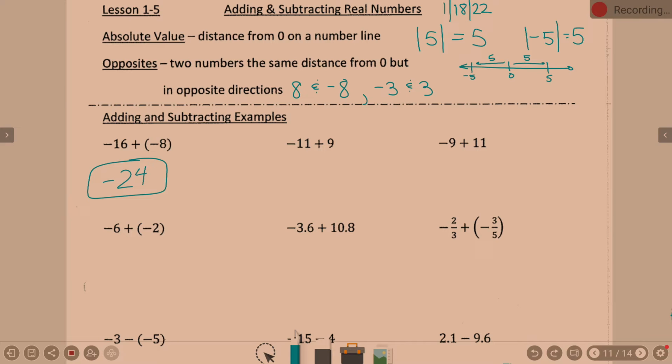So when I am adding and I have opposite signs, I don't actually add, do I? If I'm doing negative 11 plus 9, I'm not actually going to add. I'm going to subtract. What is 11 minus 9? 11 minus 9 is 2. And then, which is bigger, 11 or 9? 11 is bigger. And what's the sign on 11? Negative. So what's my sign on my answer? Negative.